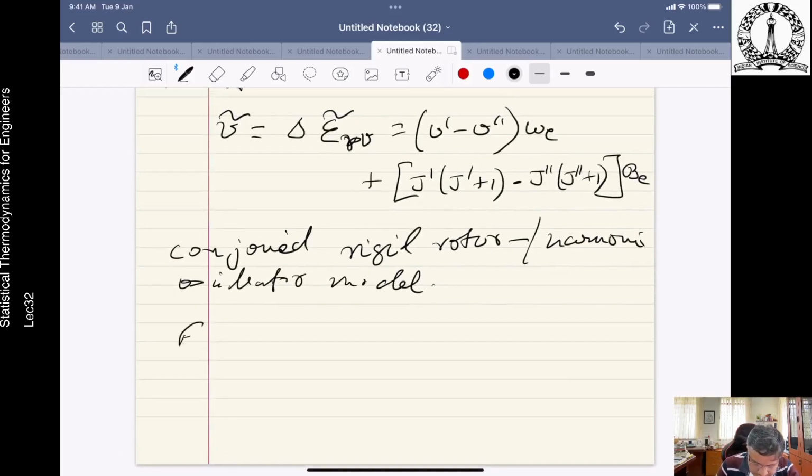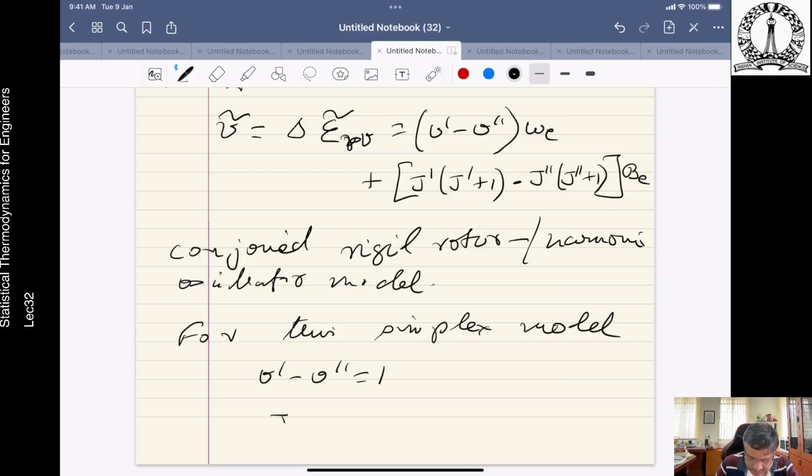So for this simplex model, the selection rules are still the same. We obtain two separate cases corresponding to delta J plus minus 1, whether for absorption or for emission.